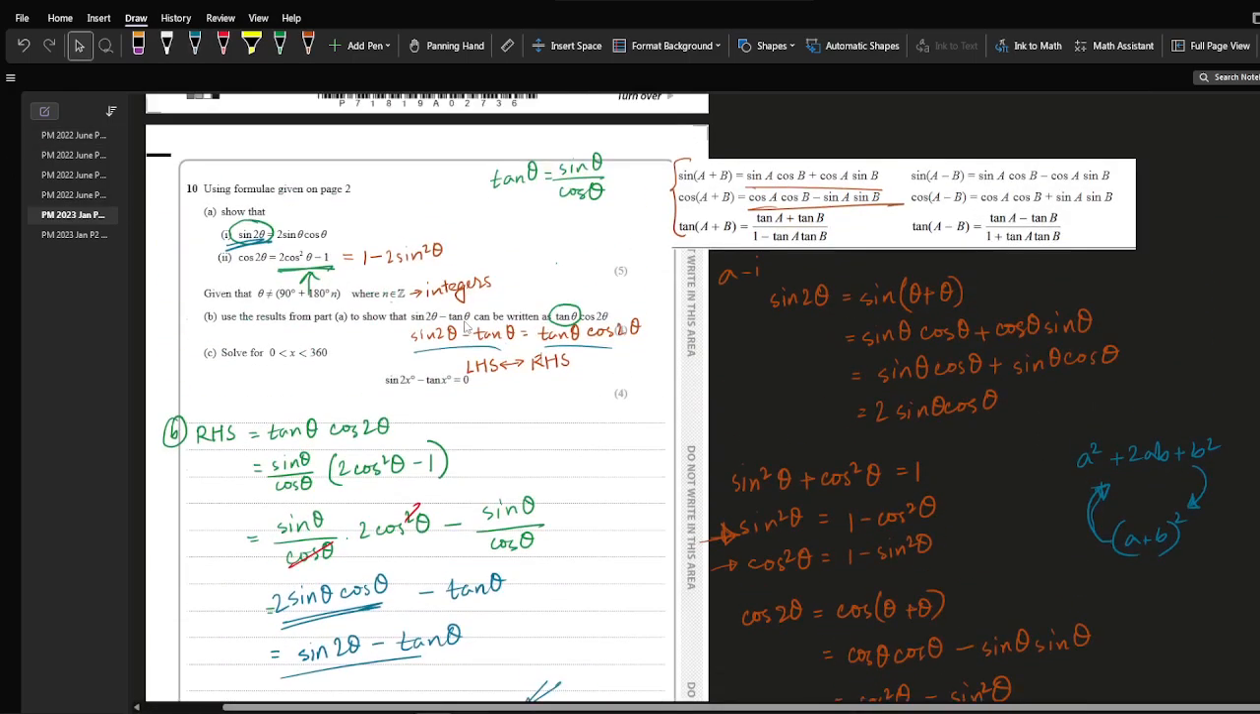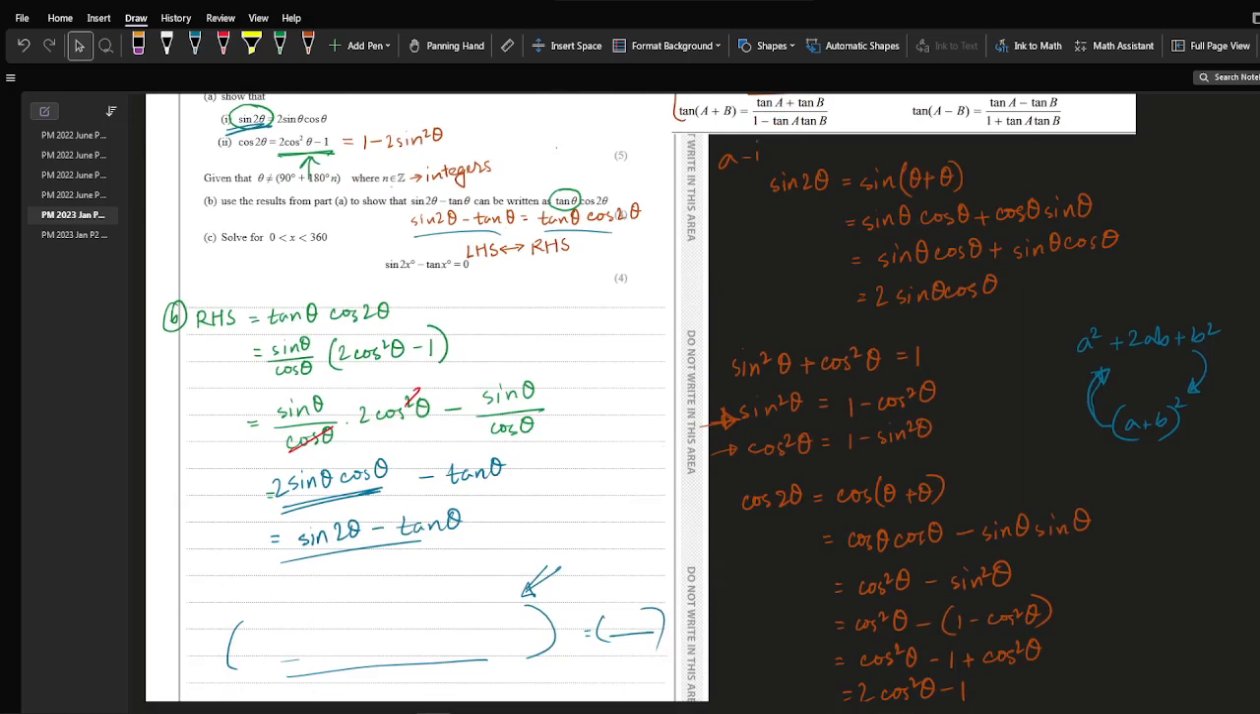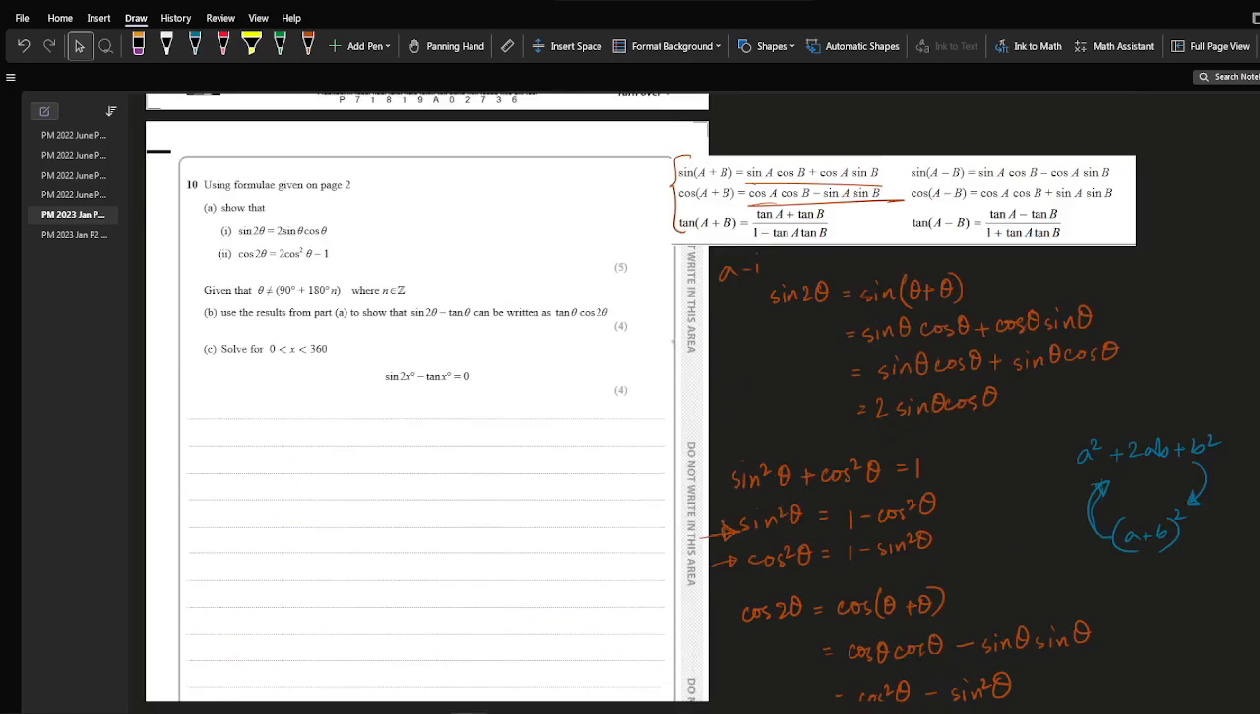Okay, let's look at question number 6. Using the result, solve for 0 less than x less than 360. From where exactly? I believe from here. Oh, sorry, I didn't notice this. So solve for 0 less than x less than 360 for this.